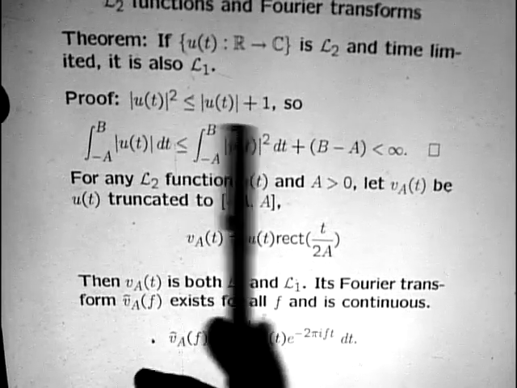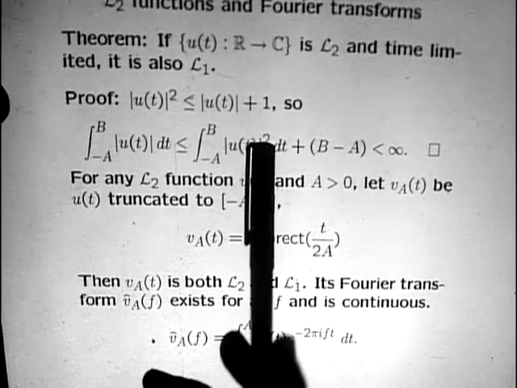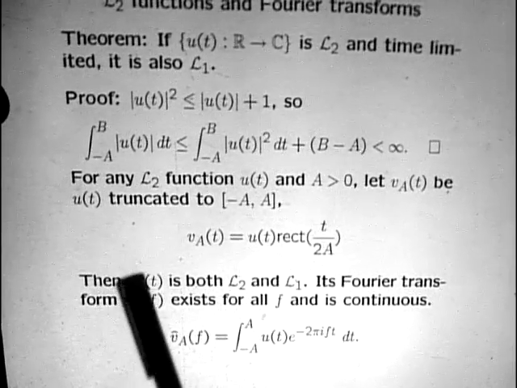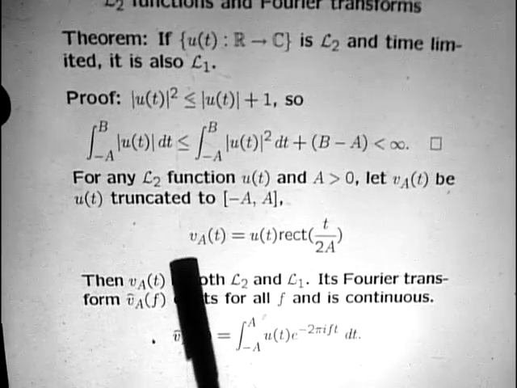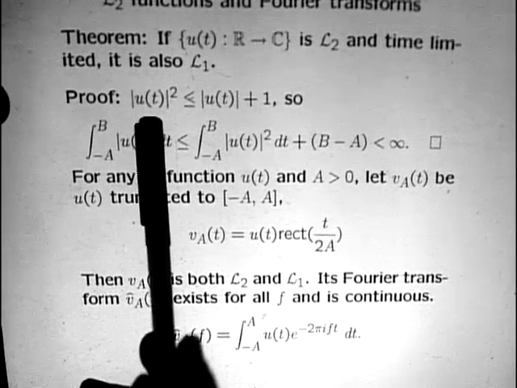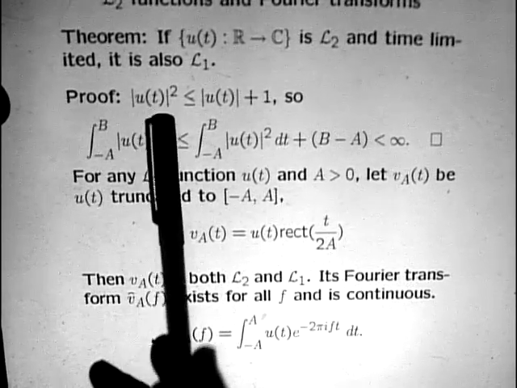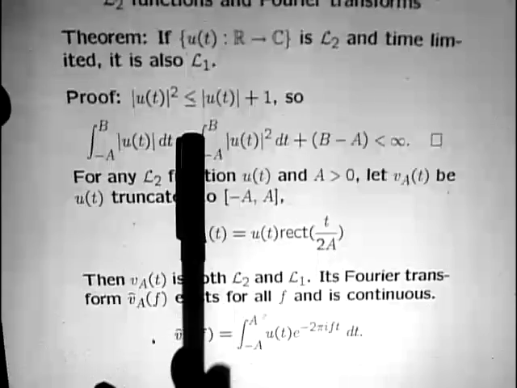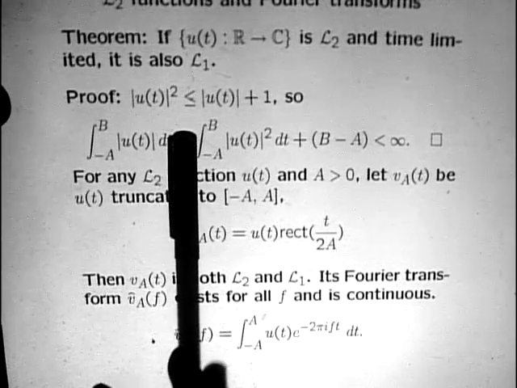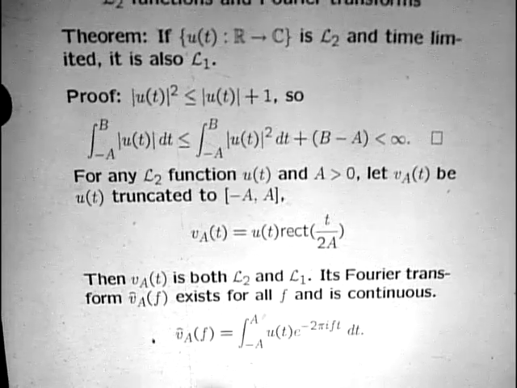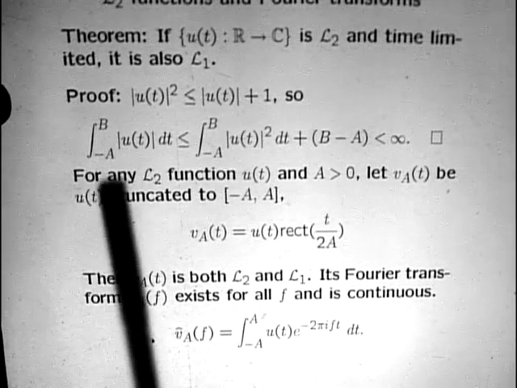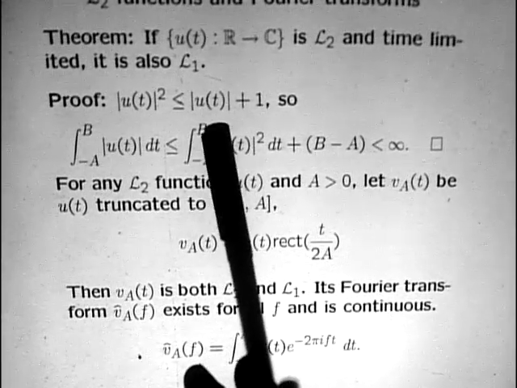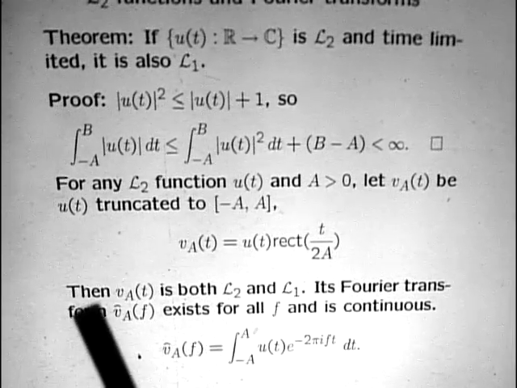How would you prove this if you had to prove it? Well, this is two separate terms here, so why don't I look at two separate cases? First, suppose u of t itself has a magnitude less than 1. If you square it, you get something even smaller. So anytime u of t has a magnitude less than 1, u squared of t is less than or equal to u of t.